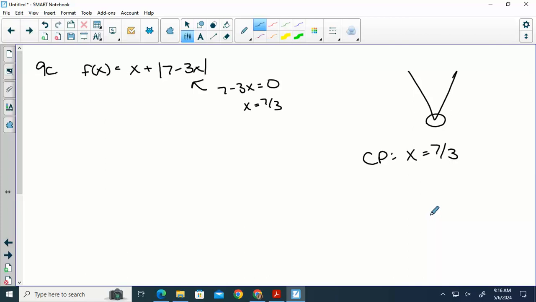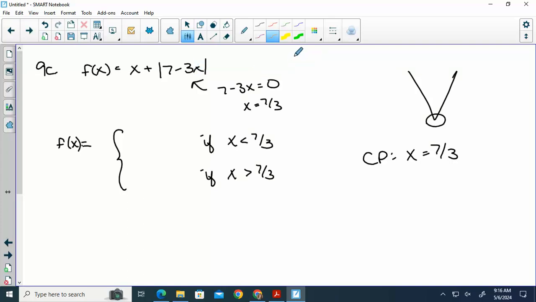To find the others, we have to rewrite our problem, and we always did it as a piecewise function. So we have one case if x is less than 7/3, and one case if x is greater than 7/3. We don't have to worry about equal to because we already know that's the critical point. If you plug in a number smaller than 7/3, so if I put in a 0, then the number in the absolute value is positive. Does absolute value change a positive number? No. So that just simplifies to 7 minus 2x.